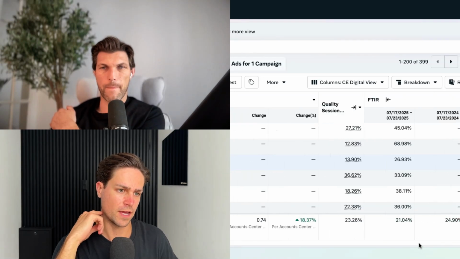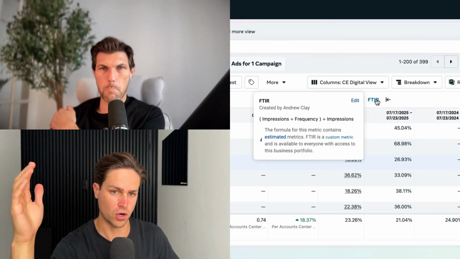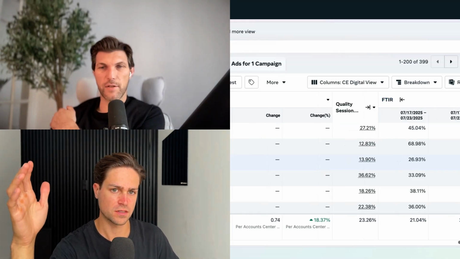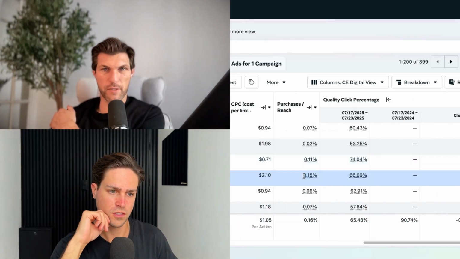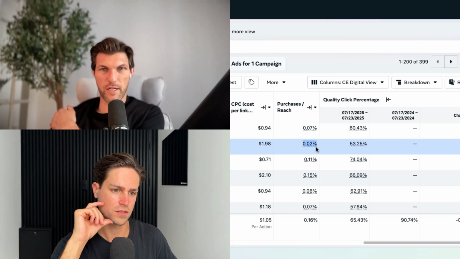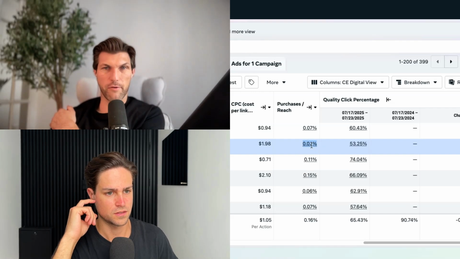Yeah, so I imagine that purchases divided by reach is going to be disproportionately way higher on retargeting campaigns. Exactly. And you can see here, this is a retargeting campaign where it's 15% versus this one, which is very new customer focused. The goal of this one is to go hunt new people.